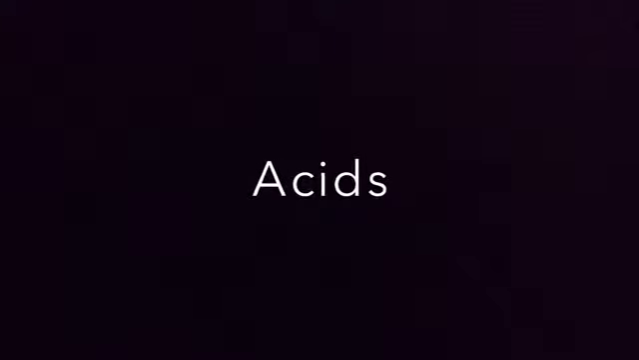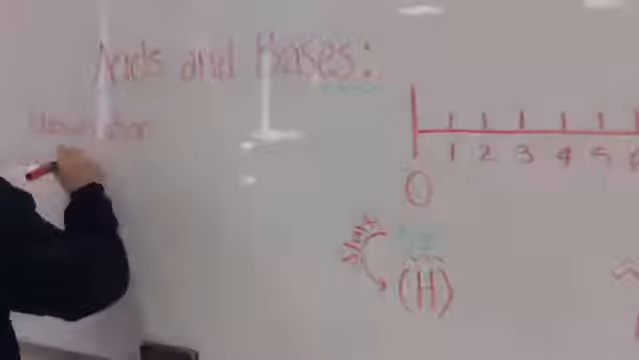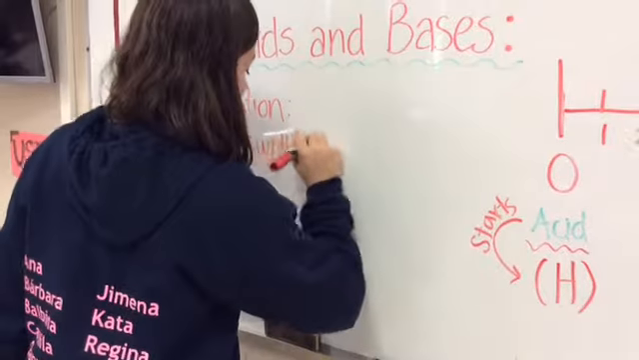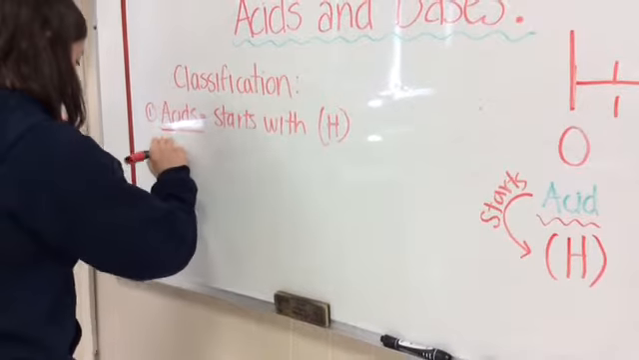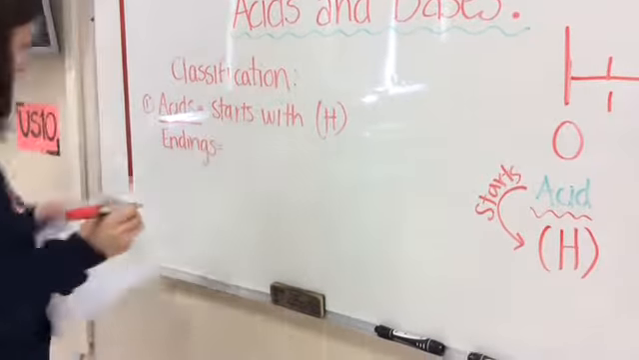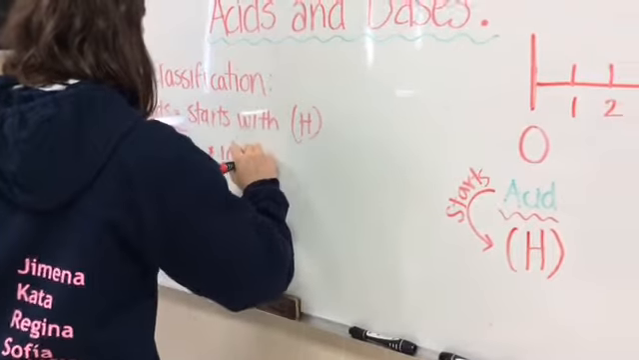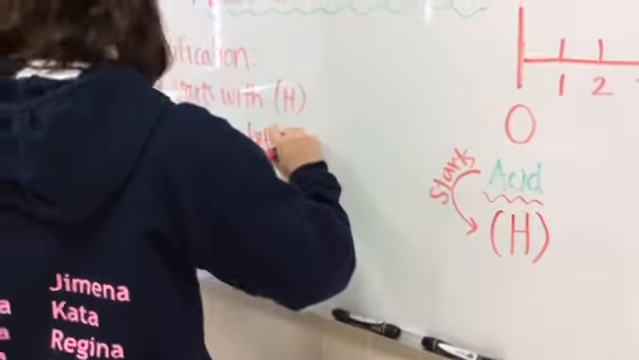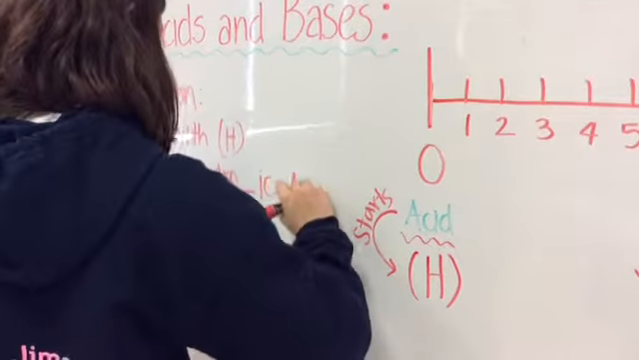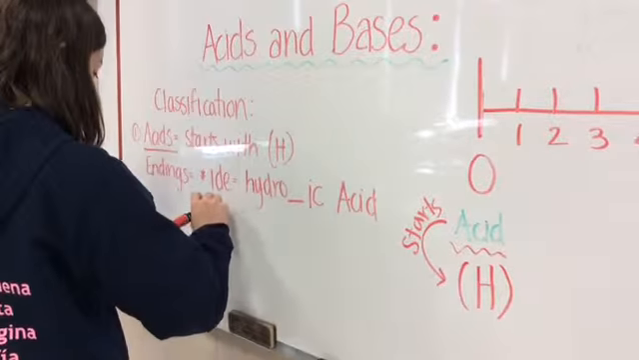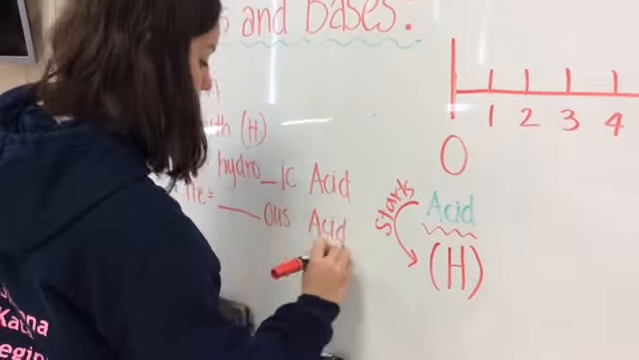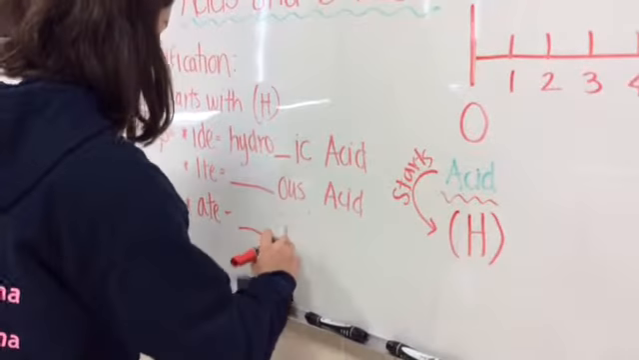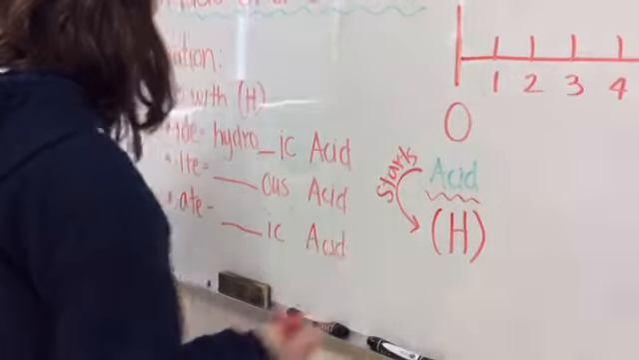First, we're going to show you the classification for acids. As you know, the formula of acids always starts with H. You will need endings to name the formula. If it ends in IDE, you will name it hydro-ic acid. If it ends in ITE, you will name it -ous acid. And if it ends in ATE, you will name it -ic acid.